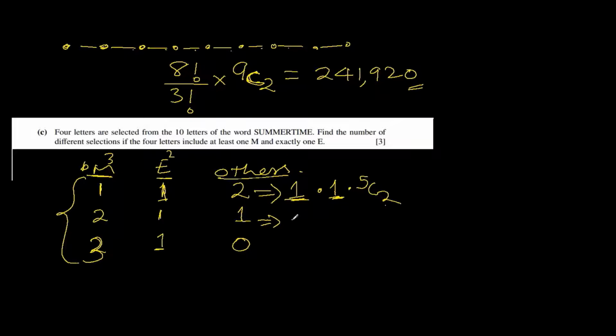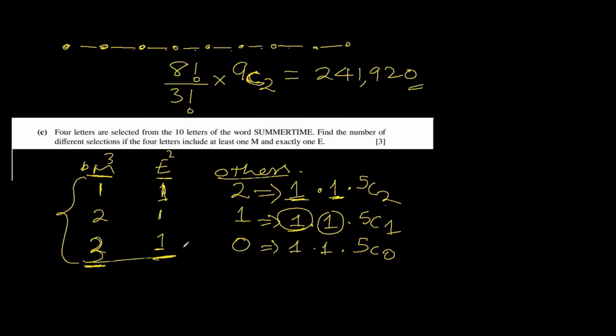Now, second one, it will again be 1, 1, and 5C1 we need because selection of M is definite. Selection of E is also sure, but which of the other remaining 5 is chosen, we don't know. I hope no one else is repeating. Yeah. So let's go to third one. 1, 1, and here out of 5, we have to select none. Why? Because 3 plus 1, 4 are already selected. We don't need any. So just add these 3 and we will get our answer. What I got was 16.